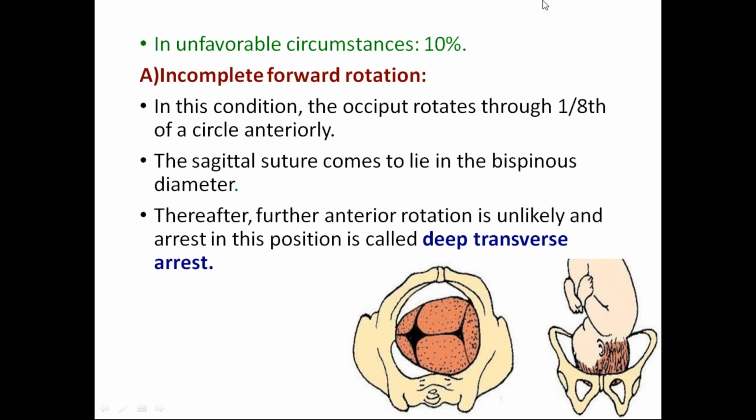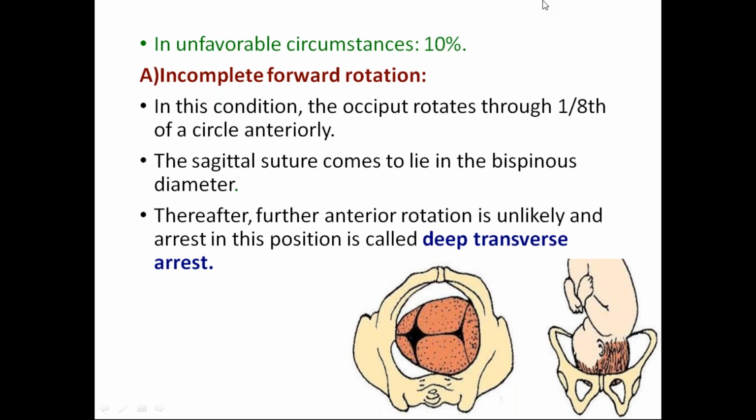I have already told that there will be incomplete rotation. Incomplete forward rotation. In this condition, what happens? The occiput rotates through only 1/8 circle. Instead of 3/8 circle, it will rotate only 1/8 circle. This is posterior.